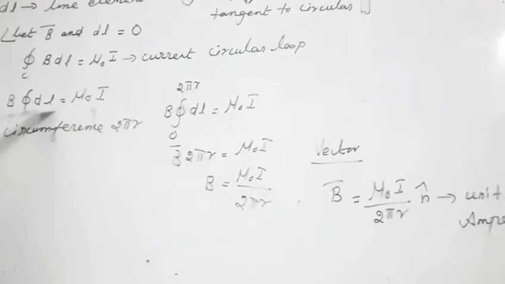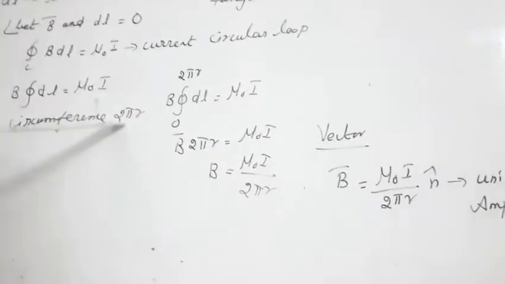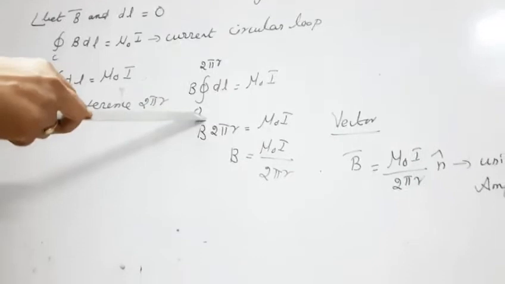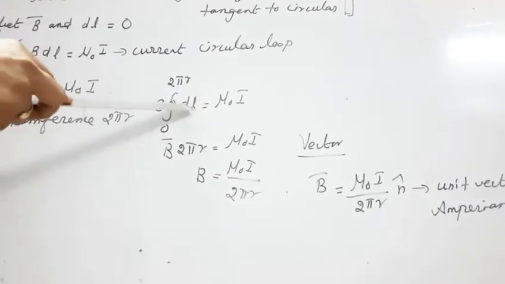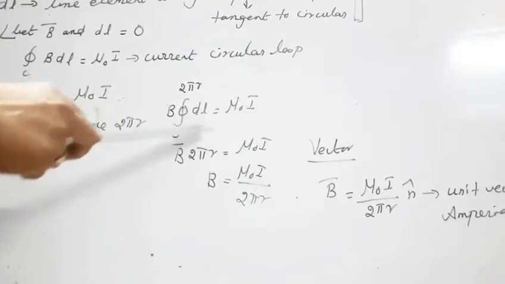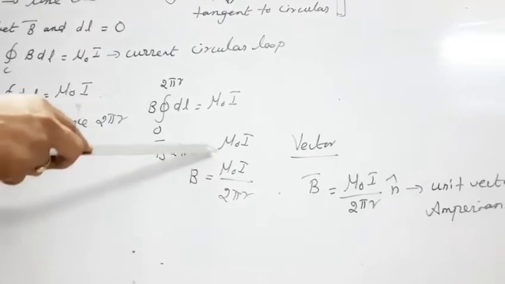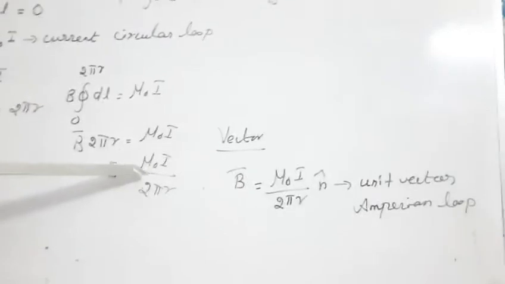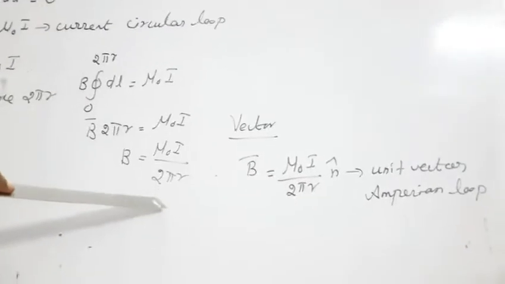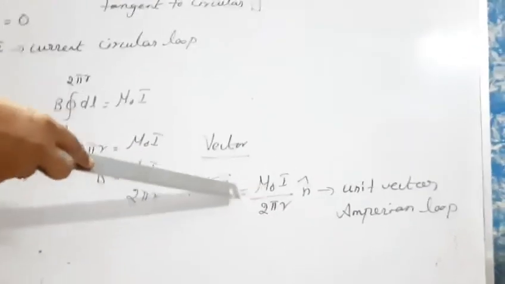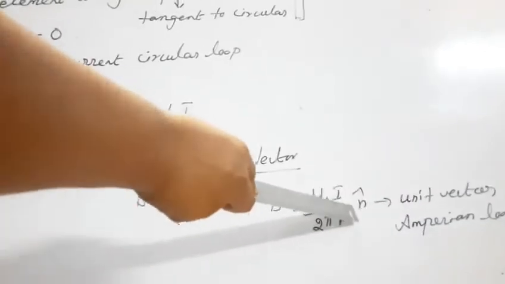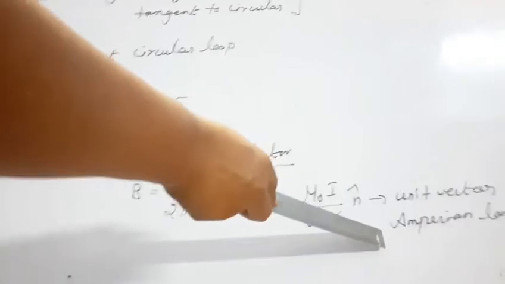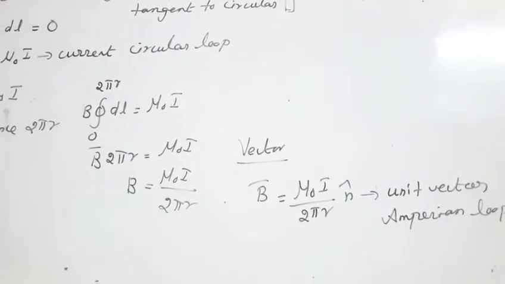For a circular loop, the circumference value is 2 pi r. We just have to apply the limit here. B times the integral from 0 to 2 pi r of dl equals mu naught I. Therefore, B times 2 pi r equals mu naught I. Therefore, B equals mu naught I by 2 pi r. In vector form, we can write B vector equals mu naught I divided by 2 pi r times n cap, where n cap is a unit vector along the tangent to the Amperean loop.